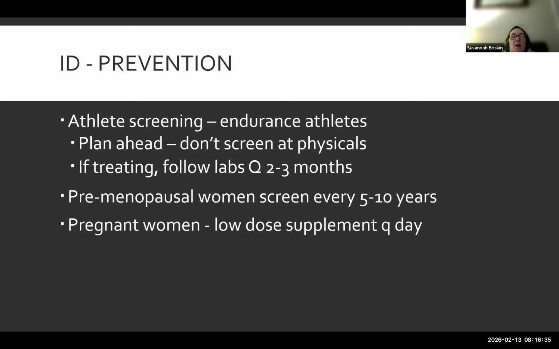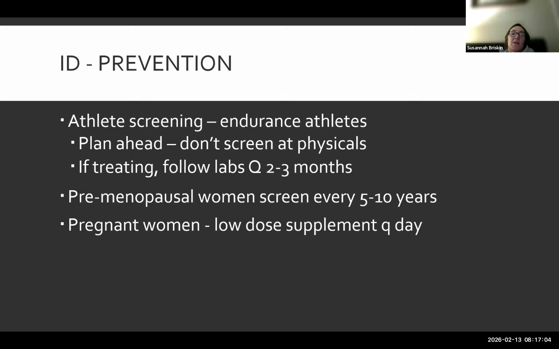And I do it at Ursuline too. I have a letter go out. Anybody who gets iron labs drawn, I review them. And we usually discuss whether or not I think they should get started on iron. You're never wrong screening these kids ahead. If you can catch them 2 to 3 months before the competitive season, sometimes you can correct them so they don't have performance issues. If you're screening at physicals, you're going to be too late. So you really want to catch these kids early.